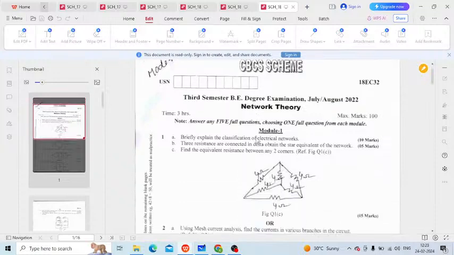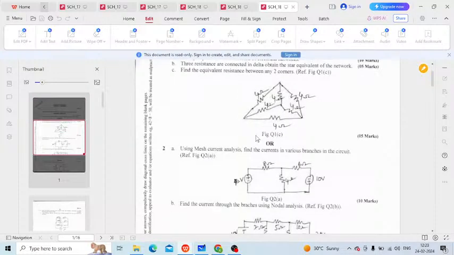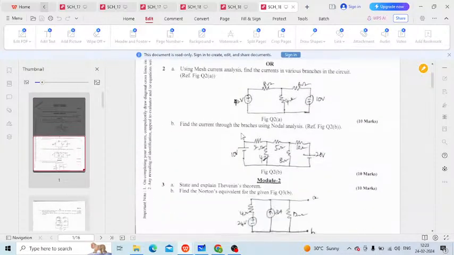Yes. And here let's come to the last paper. So in the last paper you can see: find the current in the branches using nodal analysis.